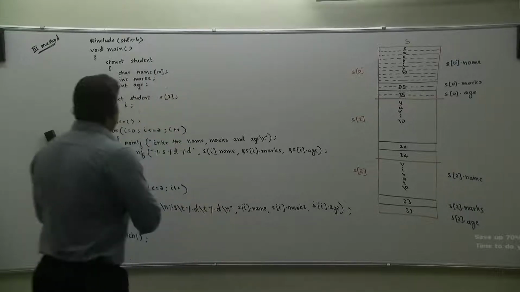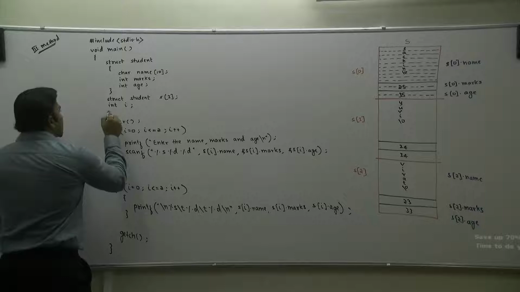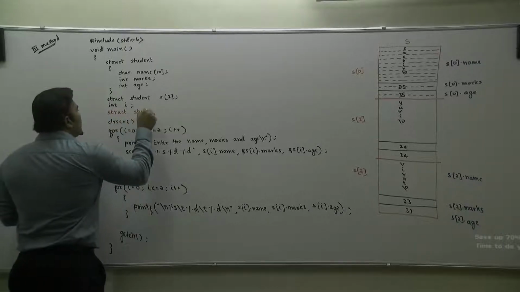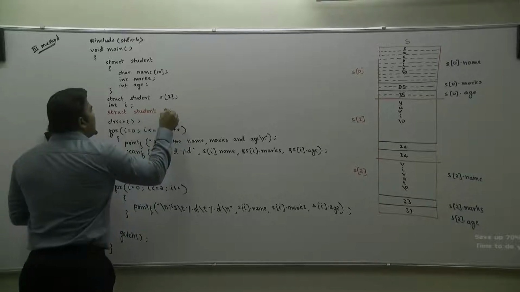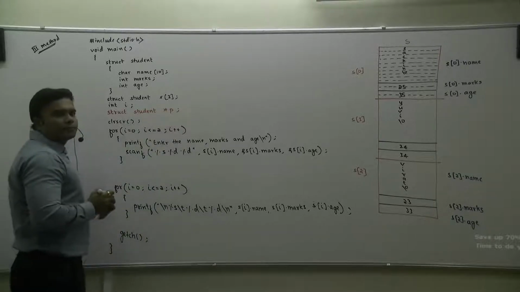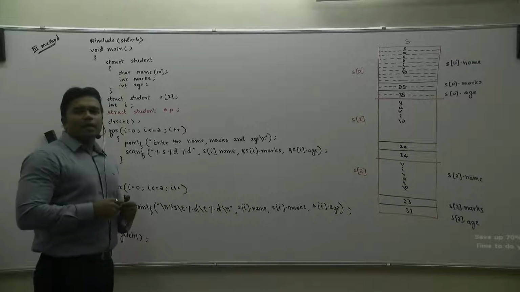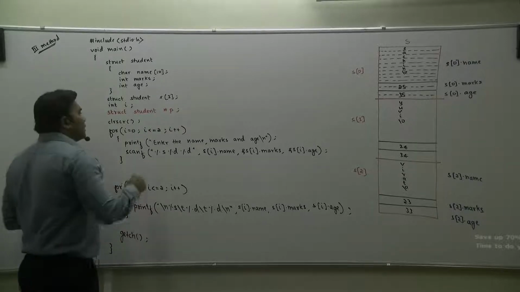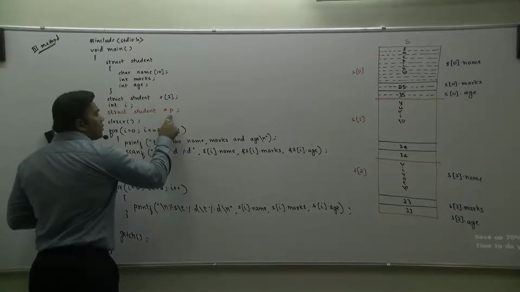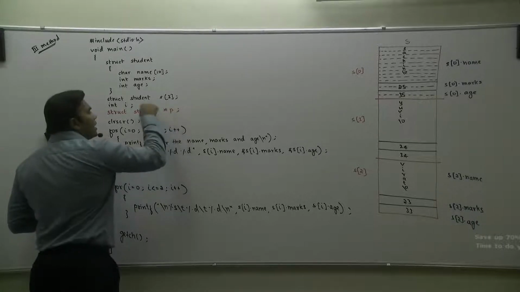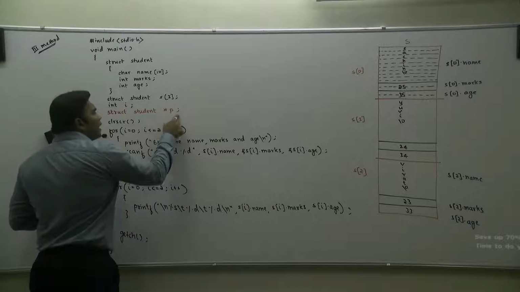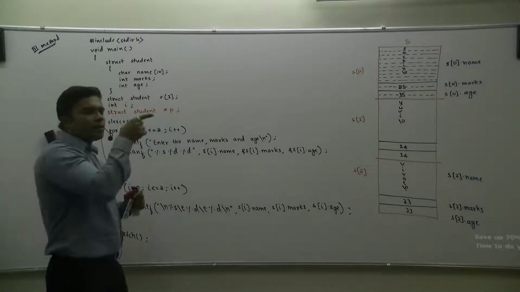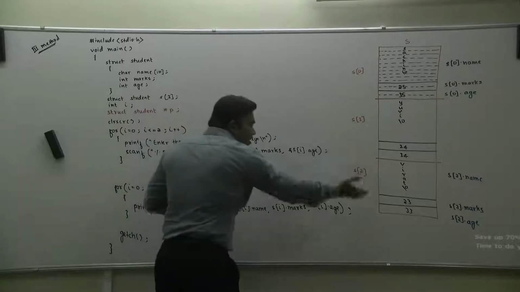How, sir? Like this I can create: struct student type one pointer p. I have taught you the technique of reading this, long back. Start from here, proceed. When you hit the dead end, get back. So p is a pointer to the student structure. So p is a pointer which can point to the student's structure.